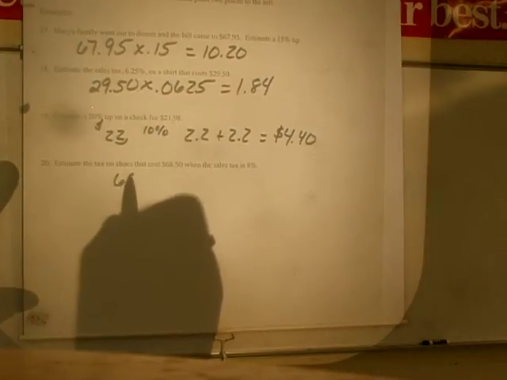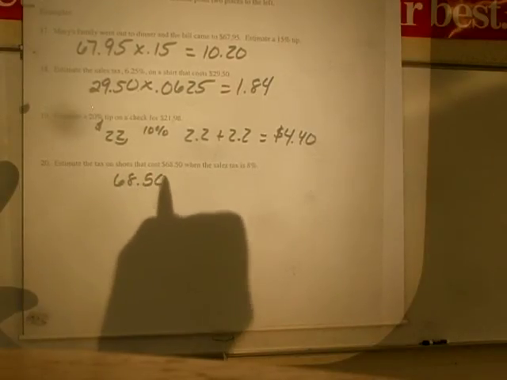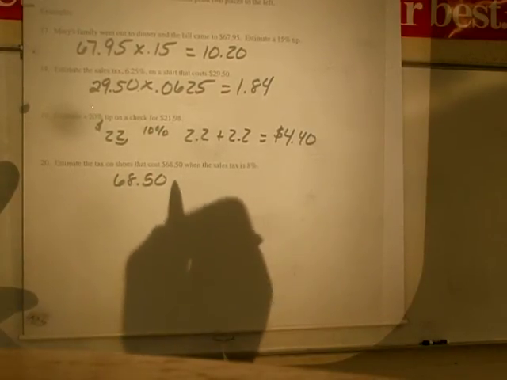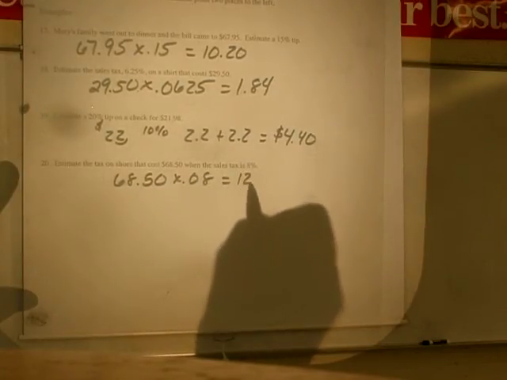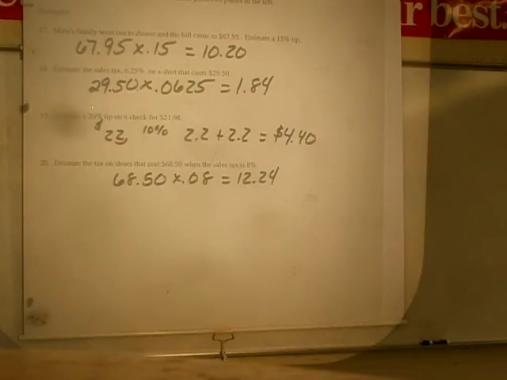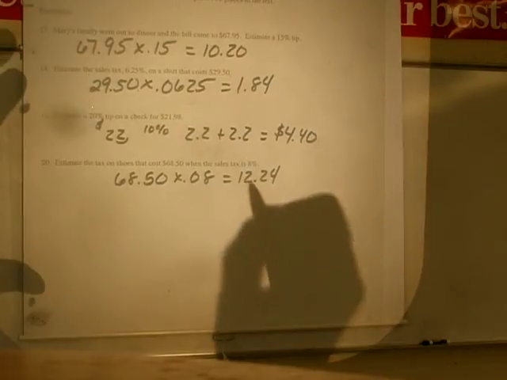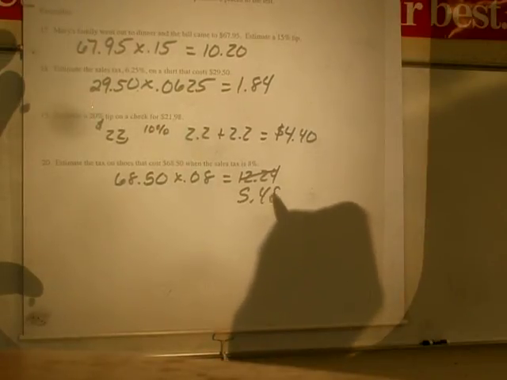And number 20, tax. The shoes cost $68.50. Your sales tax is 8%. $68.50 times 0.08. Okay, I have the wrong answer here. That is $5.48.